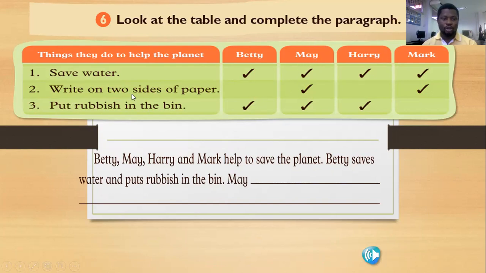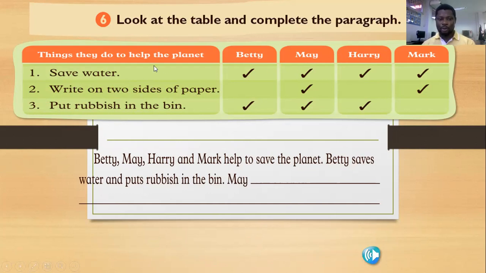May writes on 2 sides of paper. And what else does May do? May put rubbish in the bin and May saves water. So we have May: 1, 2, 3. So what does May do? May saves water, May writes on 2 sides of paper, and May puts rubbish in the bin.